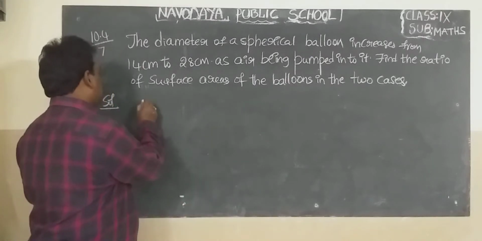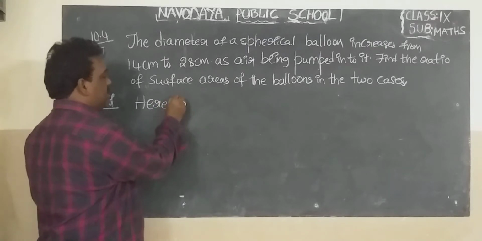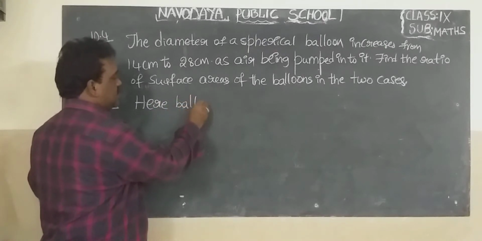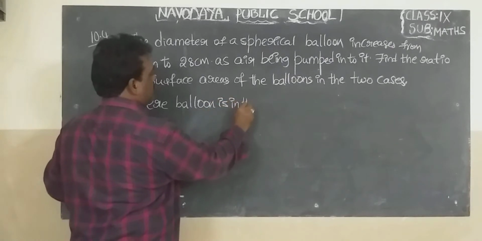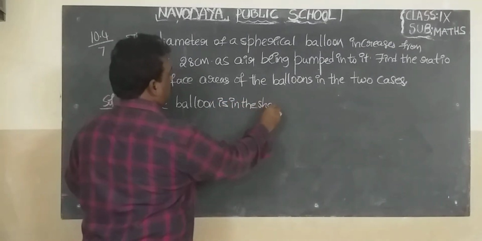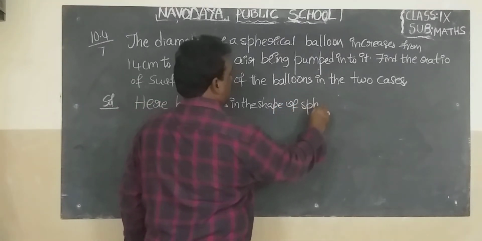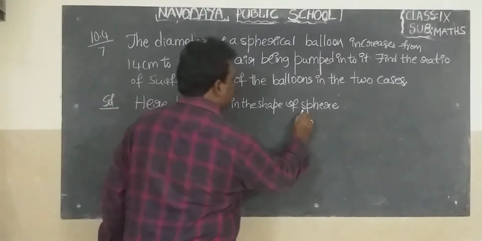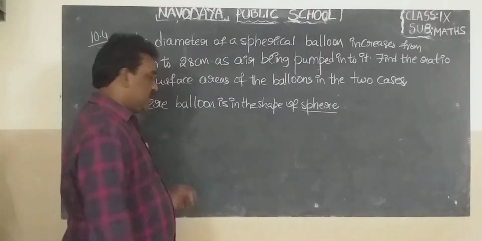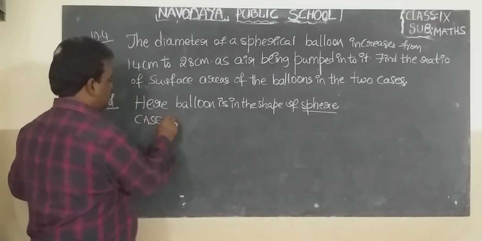Now, what is given? The balloon is in the shape of a sphere. So there is a spherical balloon. Now case 1. Two cases are there. Case 1.